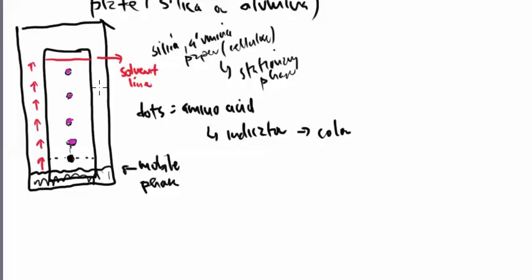Okay, so what's the story here? How does the separation happen? Well, the separation happens based on polarity. Okay, so polarity, you need to look at the amino acid polarities.